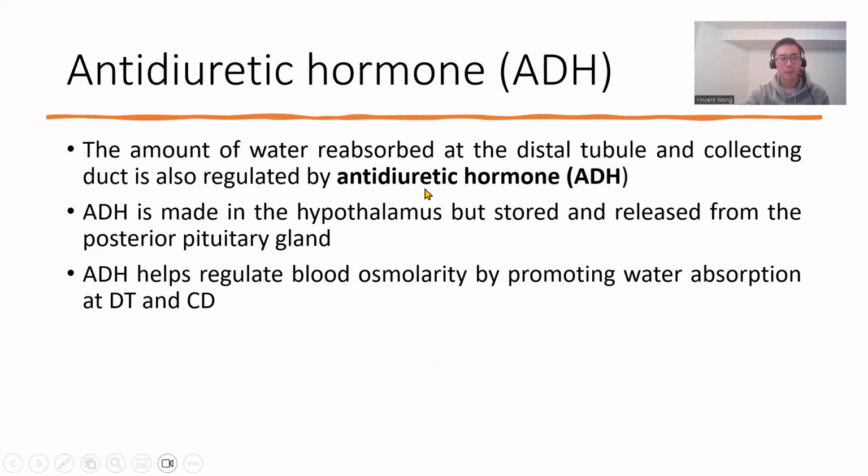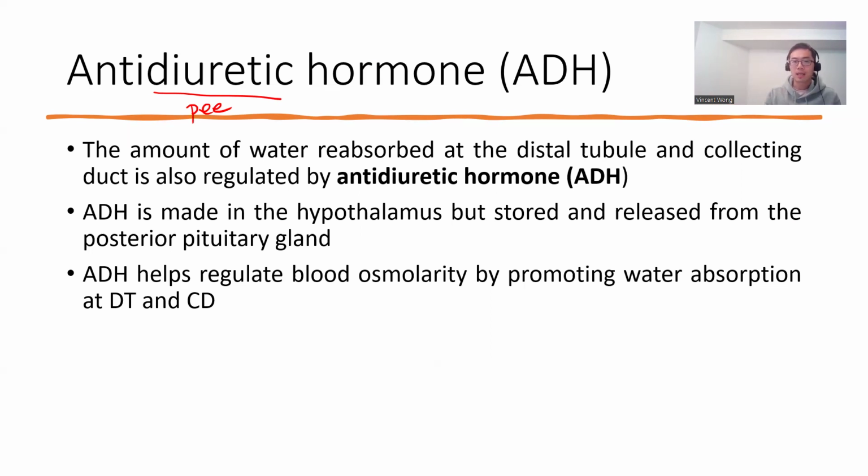So another hormone. This one is called anti-diuretic hormone. Diuretic means to pee, to encourage you to pee. So this is anti-pee hormone. It helps you conserve water. And how does it do that? Well, it's going to act on the distal tubule and the collecting duct, and you want to conserve the water in this case.